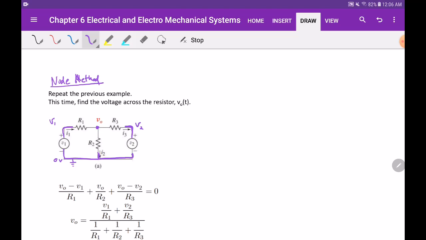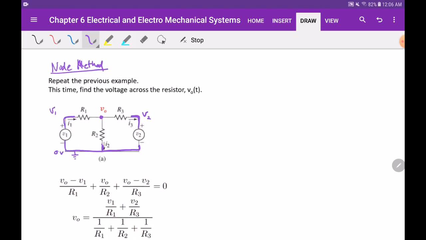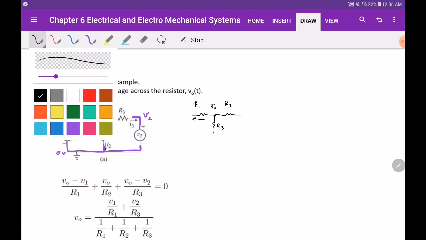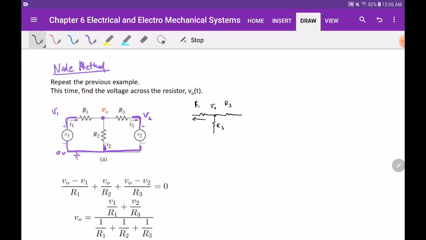This is a node method. So from that node, I'm going to redraw it right here. You have R1, R2, and R3, and this is your V out. You're going to write the currents that are flowing out. I want you to ignore that picture right there, because I just recycled that picture from the previous problem. Don't mind this one.